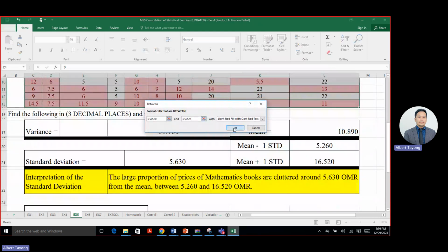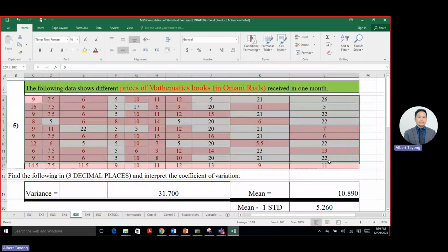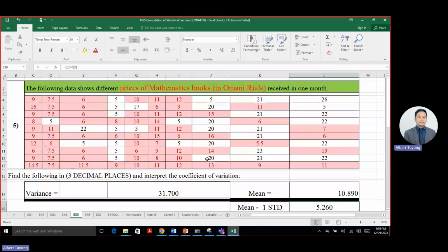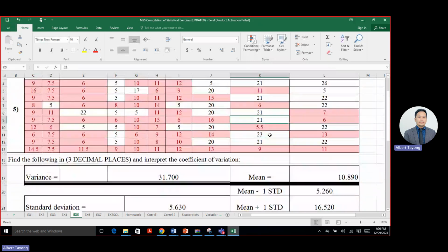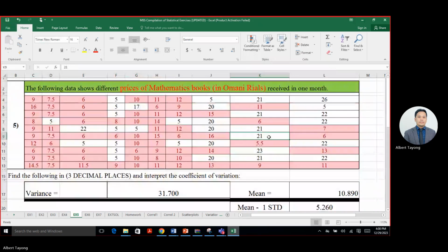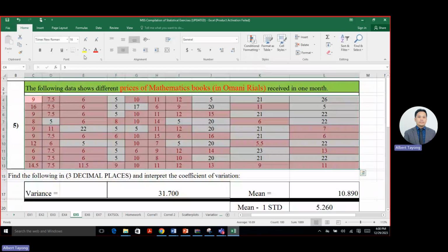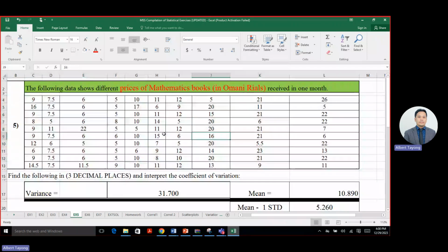Okay, so these are the numbers from 5.260 until 16.520. In fact, there are many, except the white ones. So that is the concentration of our data. Now you cannot remove this highlight by changing like this. How to remove this highlight? You can undo, of course, or you can go to conditional formatting and then clear rules from the selected cells.